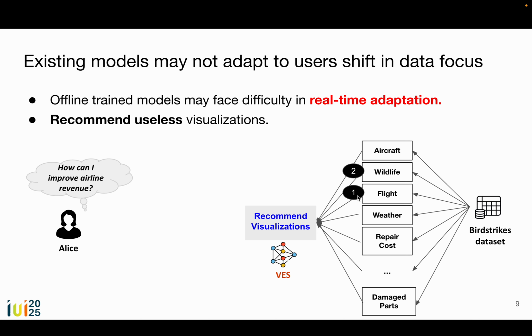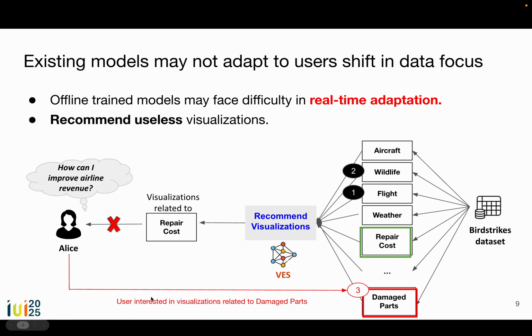What happens is the system predicts that repair cost is the data area the user will be interested in and recommends visualizations related to repair cost. But the user is not interested in repair cost, rather, she is interested in visualizations related to damaged parts. And in this way, the system recommends useless visualizations.